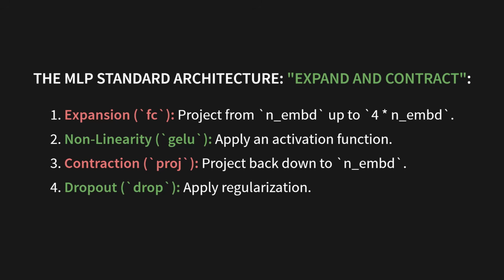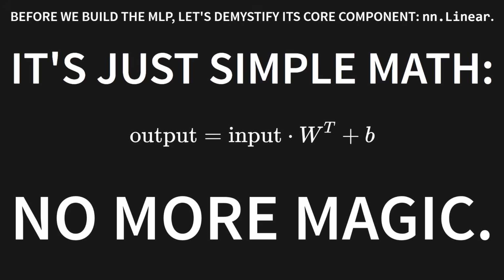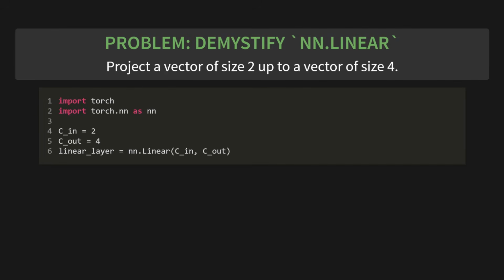Okay, before we build the whole MLP, let's demystify its core component, nn.Linear. It's honestly just simple math. The output is just the input times the weight matrix transposed plus a bias. No more magic. Let's prove it. Our problem: we want to demystify nn.Linear by projecting a vector of size 2 up to a vector of size 4. We'll import torch and torch.nn. We set our input channels C_in to 2 and our output channels C_out to 4. Then we create our linear layer.